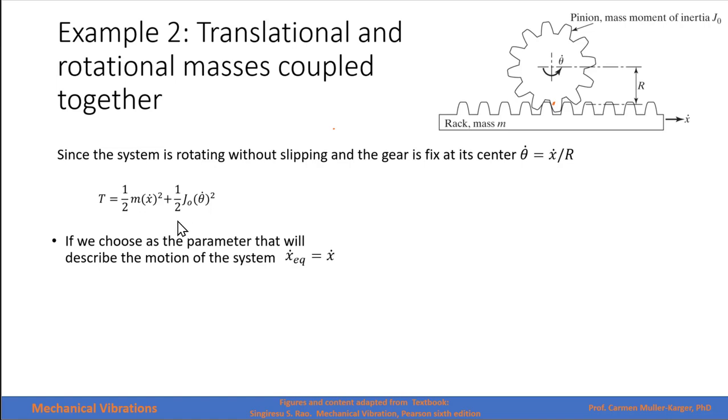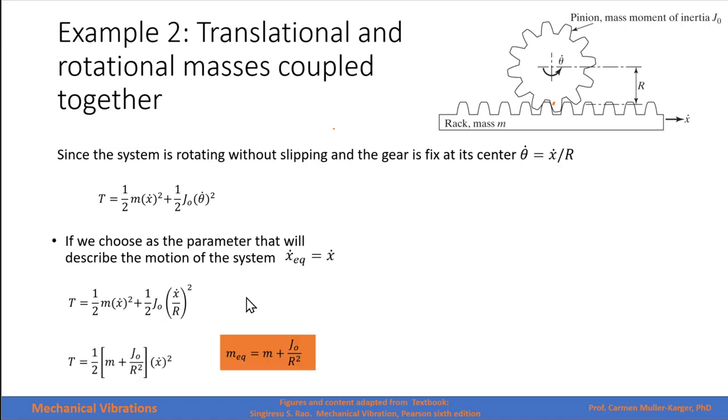If we choose as a parameter x dot, then we have to put theta dot in terms of x dot. And if we do that, we substitute theta dot in terms of x dot. We get this expression. Now we can take x dot out of the parentheses. And here what we have in the brackets will be our equivalent mass if we chose to use x dot, which is the velocity of the rack, as our parameter that will describe the system.